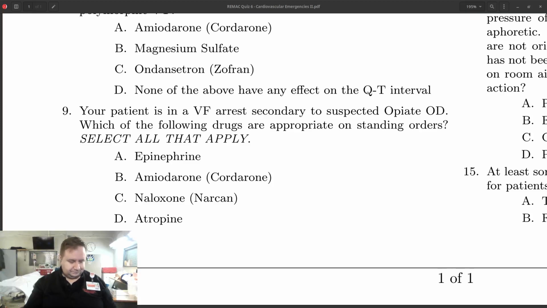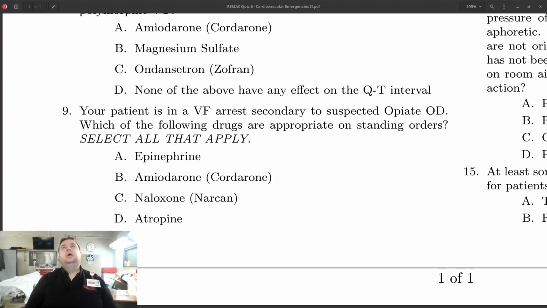Now, atropine, never appropriate for patients in arrest. We don't give it, so you can immediately cross that out. So that leaves naloxone. And this was the sort of contentious answer here. But it's important you understand why we don't give it.